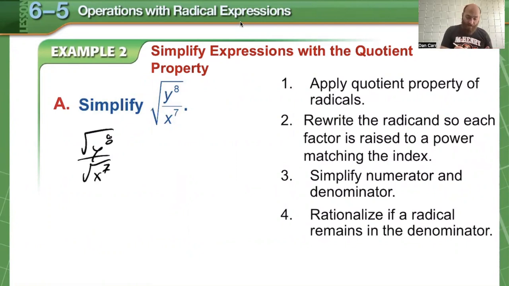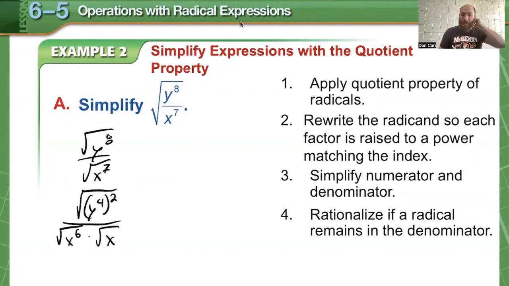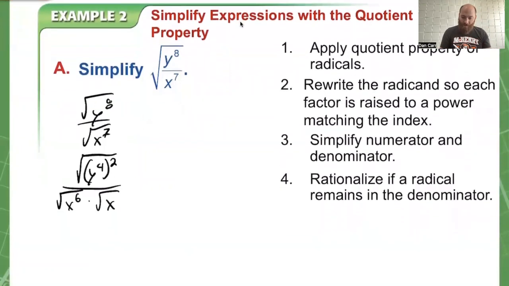So again, in this case, y to the 8th does work. So I can make that the square root of y to the 4th to the second power. But underneath, it does not. X to the 7th does not have a perfect square. So instead, well, let's do this a little bit differently. I'm going to split them up as two square roots. And I'll do x to the 6th and then the square root of x. Okay. From there, I'm going to leave it, so x to the 6th, scroll down a little bit. So I have the square root of y to the 4th to the second power.